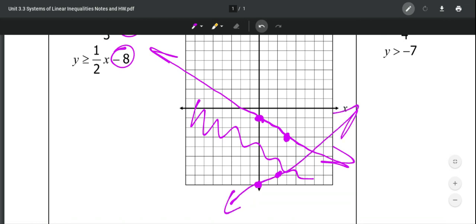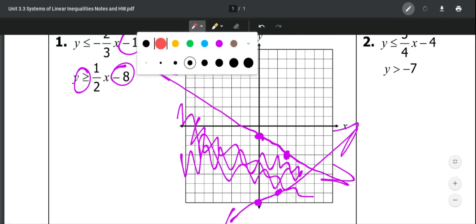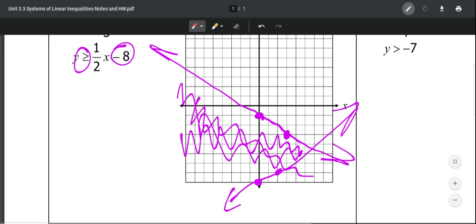Now this inequality has a line under it, so it's solid, and since it's greater than, it's above. So everything right here is going to be shaded in. That means our final answer is going to be all of this area right here that is in common. Out here, that wouldn't work because it's not shared, it's not overlapping. But this is. So I'm going to show you a cleaner way to do this.